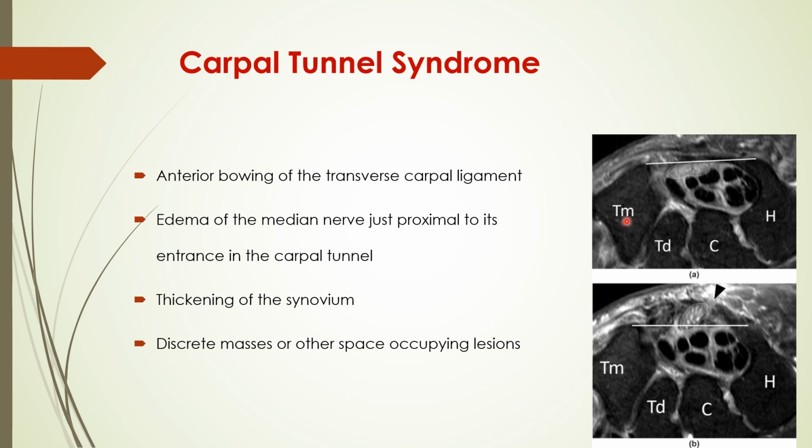In carpal tunnel syndrome also, there is anterior bowing of the transverse carpal ligament, edema of the median nerve, as well as any thickening of the synovium that can be seen. You can see the pre-op and the post-op view in which the carpal ligament has been divided, the nerve has opened up and edema has decreased.